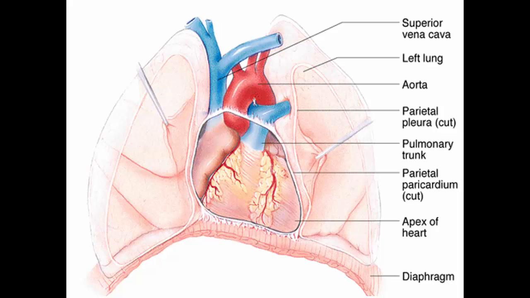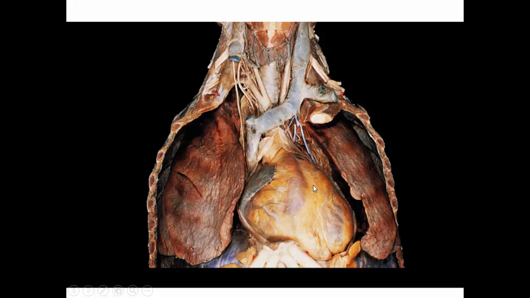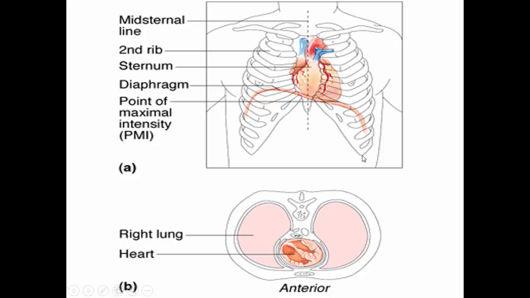As you can see in this drawing, the heart is more to the left than the right, and here is one side of the heart resting on the diaphragm. In this cadaver specimen, you can see the lungs and the heart, again with one side resting on the diaphragm. The heart is between the second and fifth rib and lies 2/3 to the left of the midline.